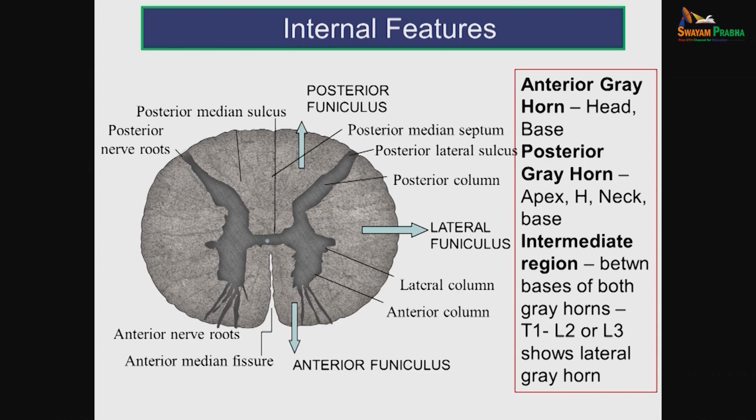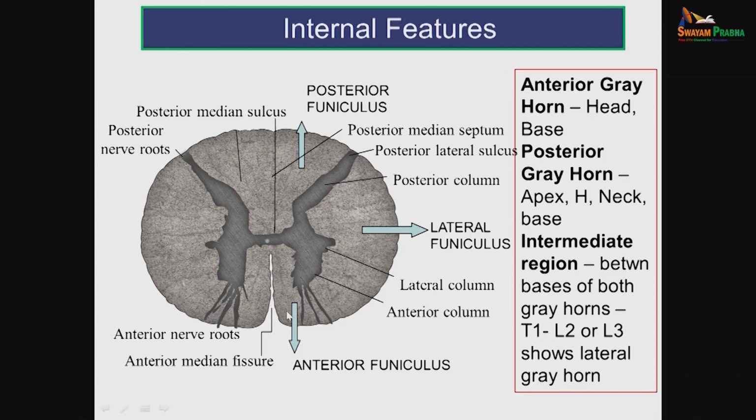So, this completes the grey matter. Coming to the white matter, we divided the grey matter into anterior grey horn, posterior grey horn, lateral grey horn. Now, we will talk about the white matter. White matter is composed of nerve fibers, neuroglia and blood vessels. The whitish appearance is because of the myelinated nerve fibers. That's why it's called as white matter. So, white matter is composed of nerve fibers, neuroglia and blood vessels.